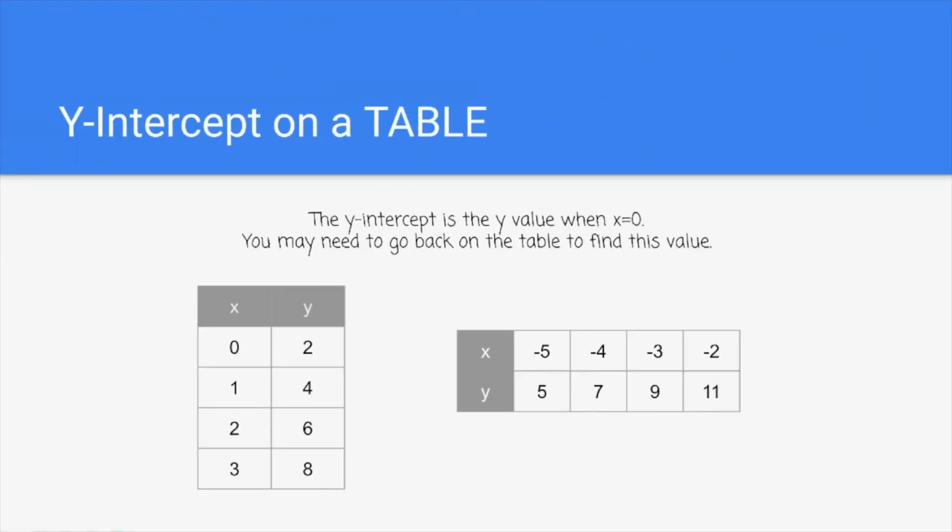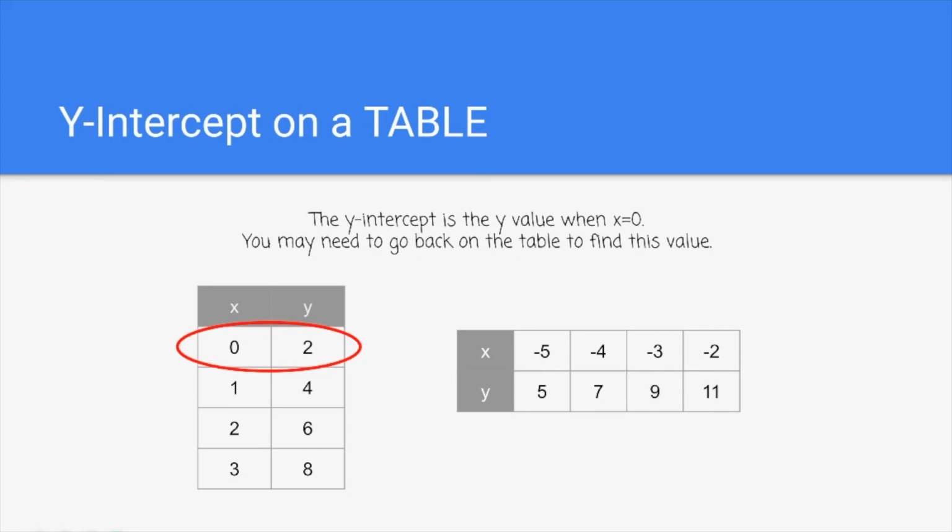On a table, you're looking for the x value to be 0, because when x is 0, that means it would cross the y-axis if you plotted those points. So in our first example on the left, when x is 0, y is 2. Therefore, the y-intercept happens at 2.